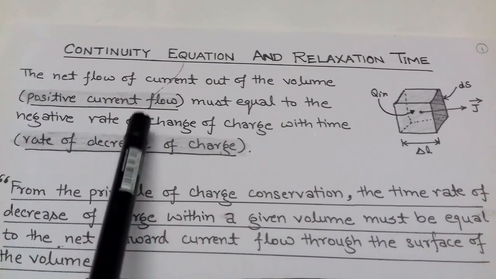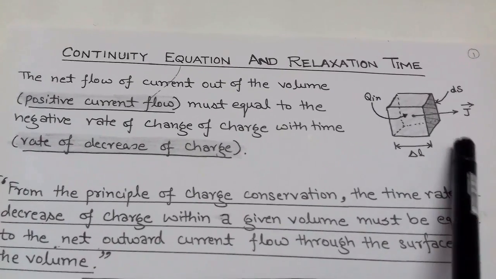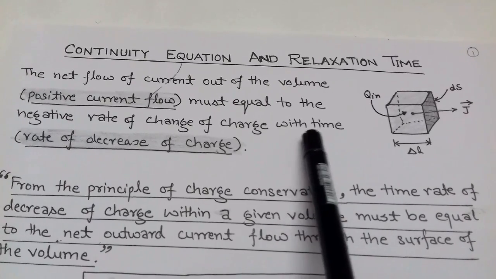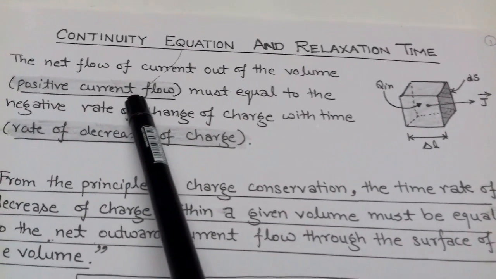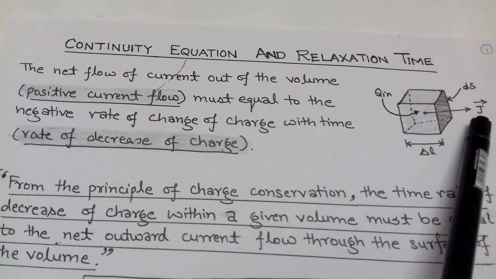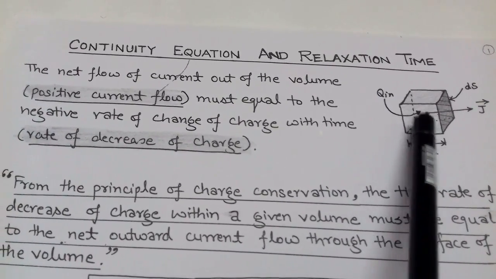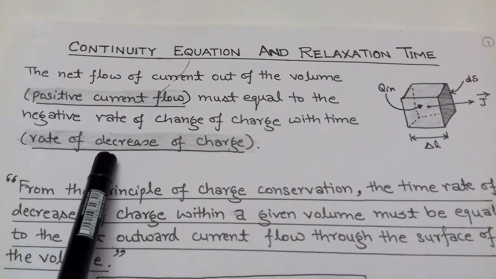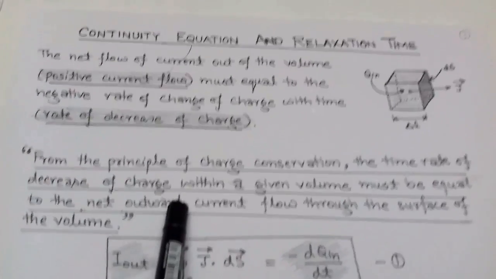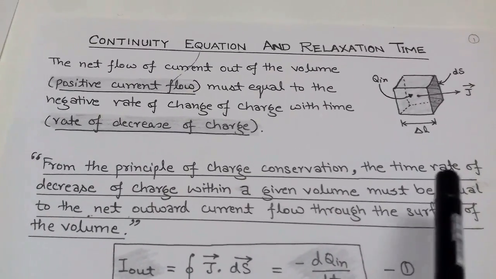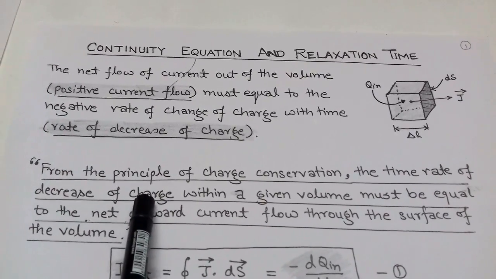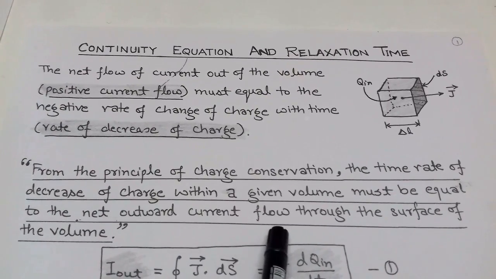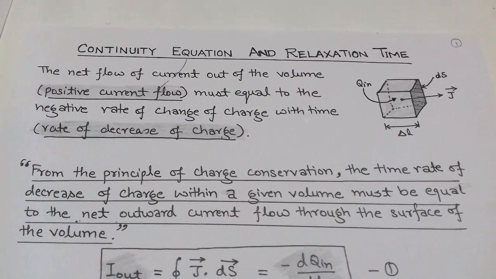So the net flow of current out of the volume must equal the negative rate of change of charge with time. That is, the positive current flow out of this volume must be equal to the rate of decrease of charge within it. Here we use the principle of charge conservation, that is, the time rate of decrease of charge within a given volume must be equal to the net outward current flow through the surface of the volume.